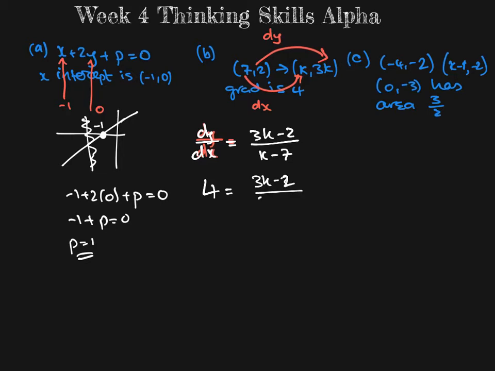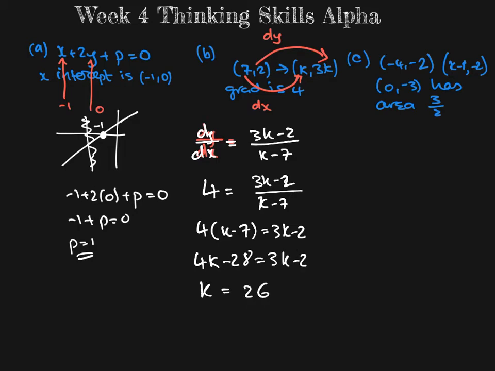3k minus 2 over k minus 7 equals 4, times both sides by k minus 7. Once you've set the equation up, it's relatively straightforward to solve it. 3k minus 2, k equals 26.